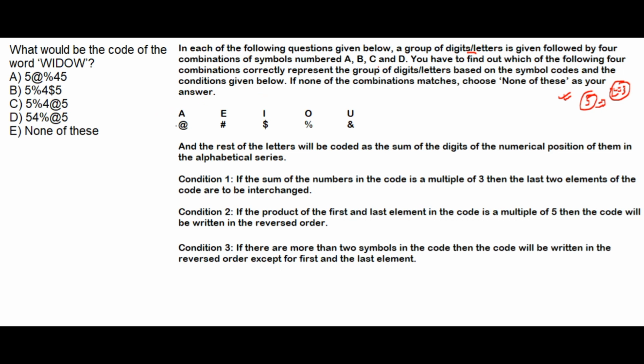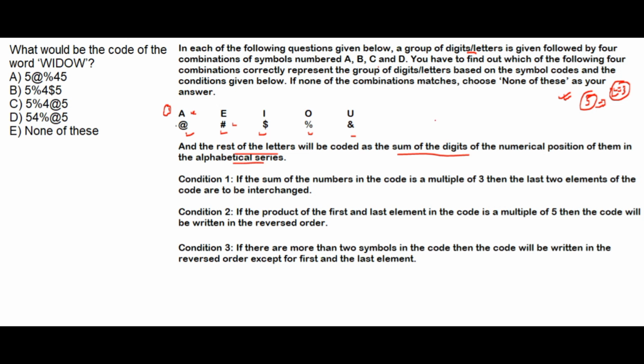The first condition is: if a vowel is there, then 5 vowels will be there, and all the vowels in the word will be coded as @, #, &, sorry, $, % or &. All these vowels will be coded as symbols. Now the rest of the letters will be coded as the sum of the digits of their numerical positions in the alphabetical series.